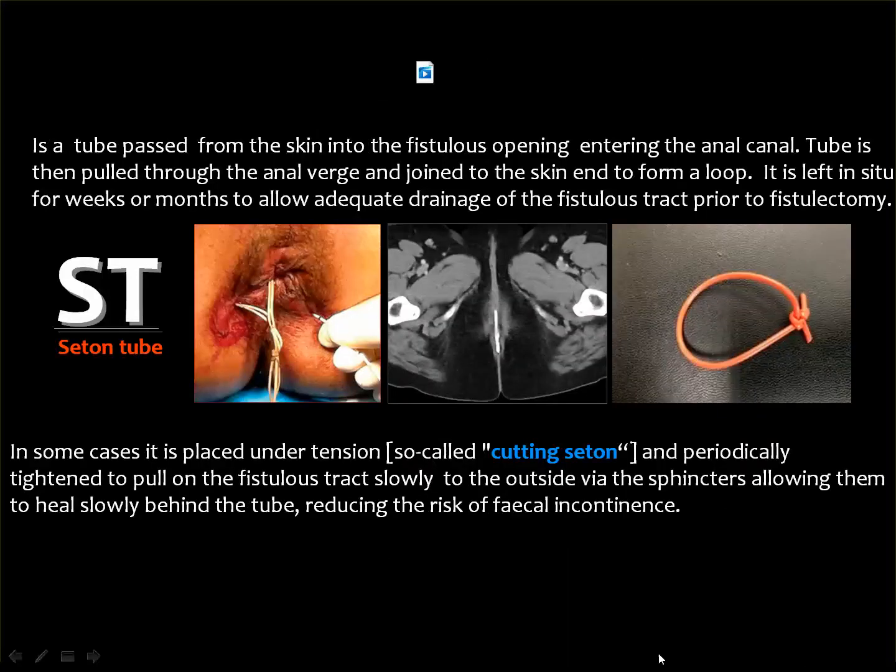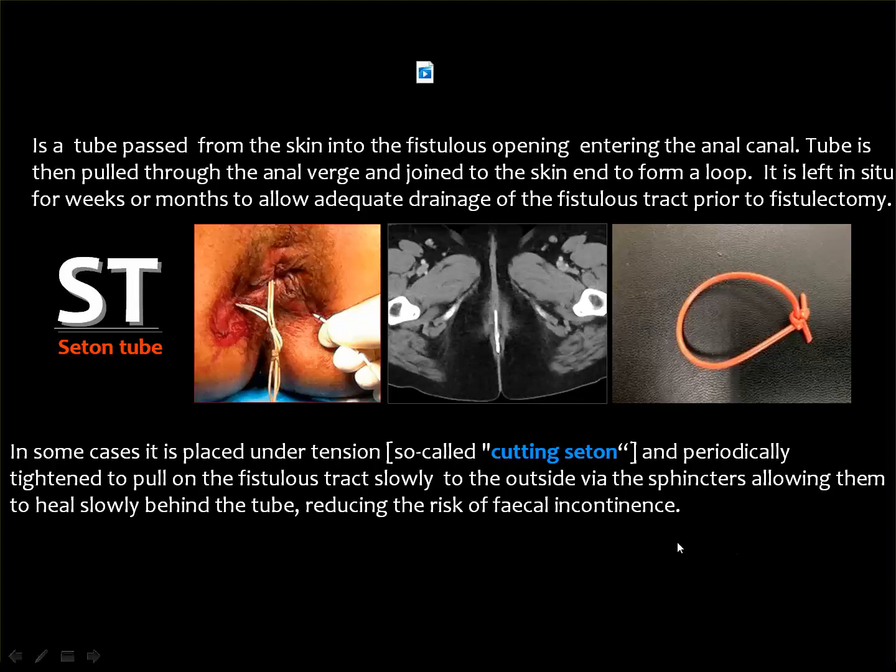Then this is the seton tube I have mentioned before. This tube is a rubber tube, and it contains a lumen. And this tube is inserted into the fistula to keep the fistula open. And you know that if the external opening is closed, and the pus and the inflammatory material will be retained within the fistula, then the development of abscess is sure.